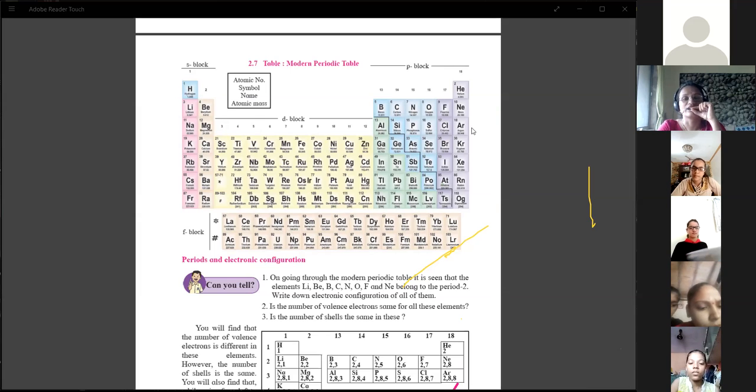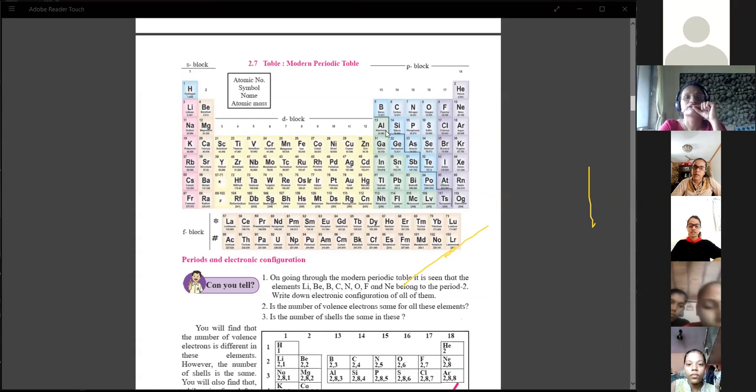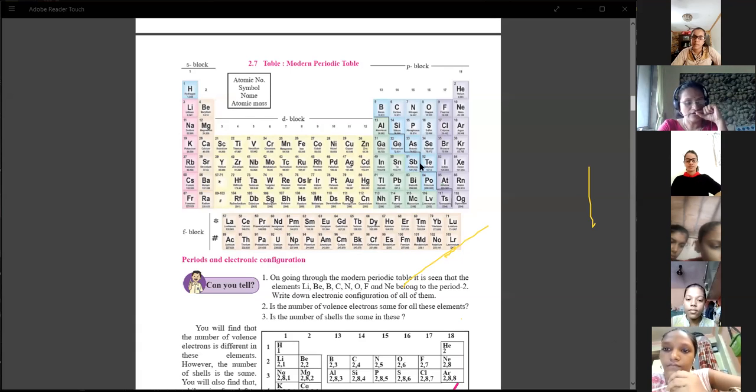Then which are the metalloids? Tell me. Aluminium? No. It is silicon only. Silicon is on the zigzag line. Silicon is a metalloid. Boron, silicon, arsenic, these are on the zigzag line; they are the metalloids. Left-hand side all metals, right-hand side all non-metals. Then next question.